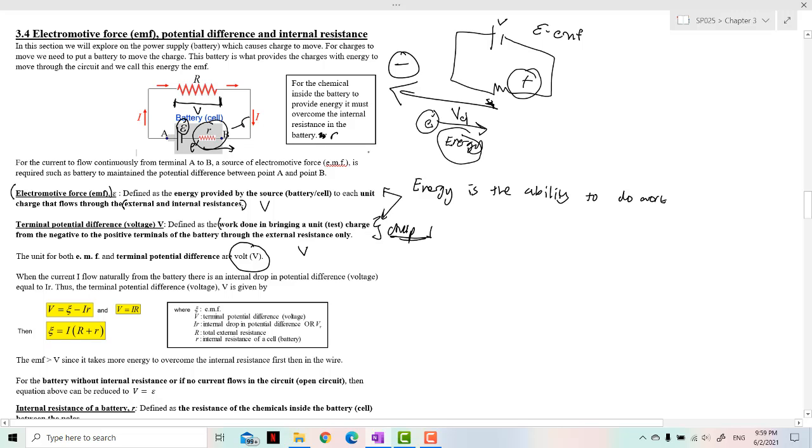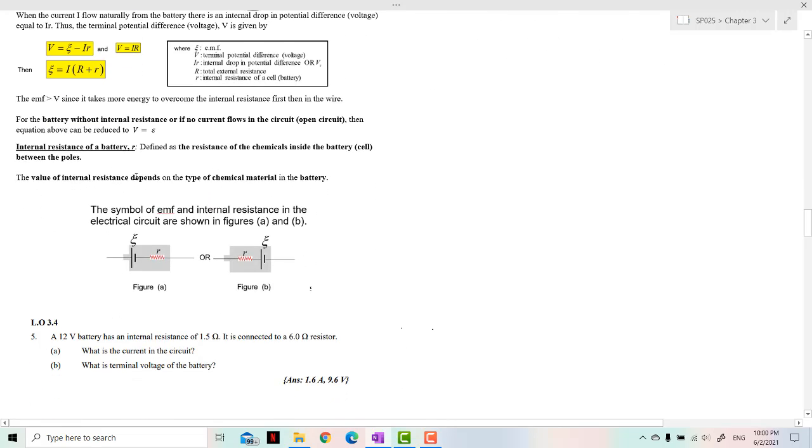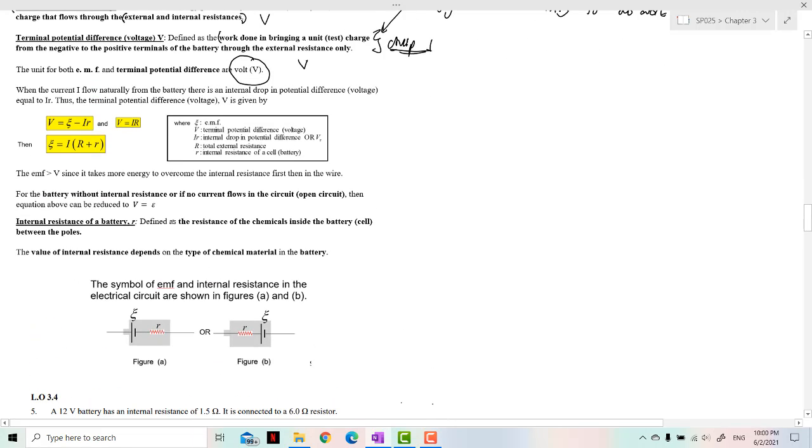Internal resistance ni, bila kita ada bateri lah, tak kisahlah any type of battery, bateri yang ada positif negatif tu, lithium battery and so on. So the battery itself consists of chemicals. So for it to change the chemical energy to electrical energy, it must overcome this internal resistance R. So internal resistance is that lah. Internal resistance is defined as the resistance of the chemical inside the battery between the poles.